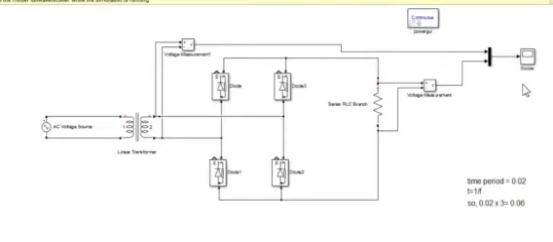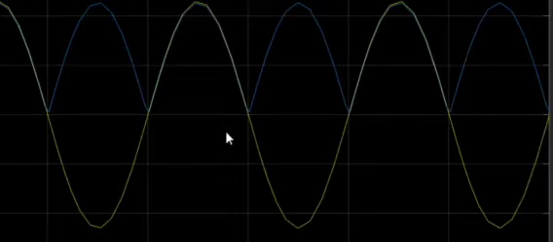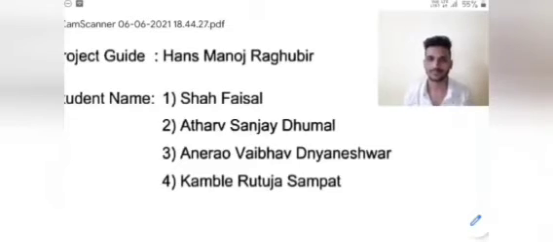Let's run the program. As you can see, the full wave rectifier inverts each negative half cycle, doubling the number of positive half cycles. Because of this, the full wave output has twice as many cycles as the input. Therefore, the frequency of the full wave signal is double the input frequency. Thank you very much.